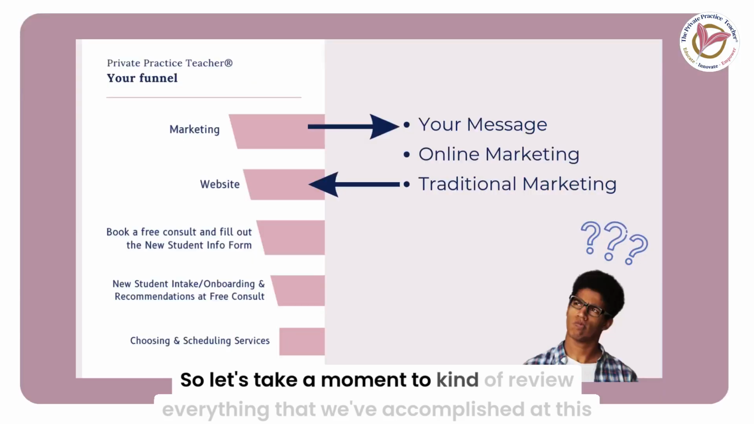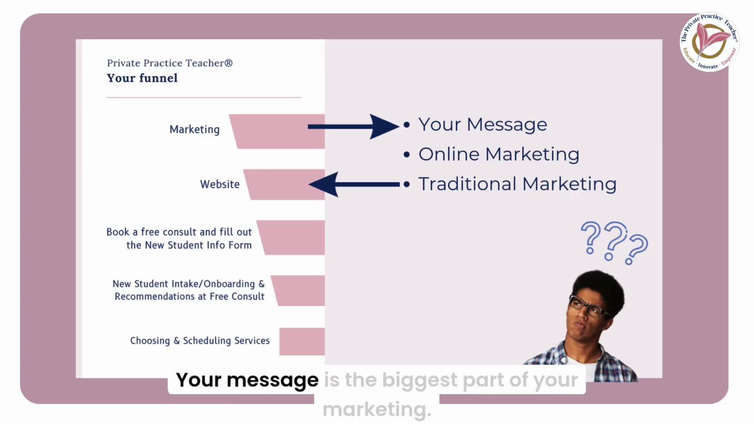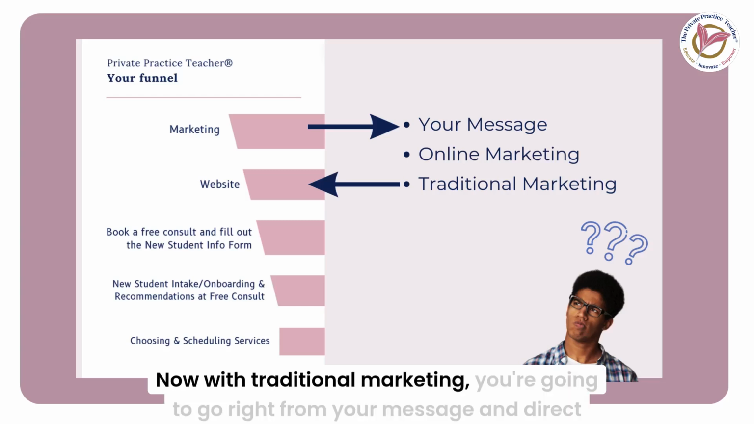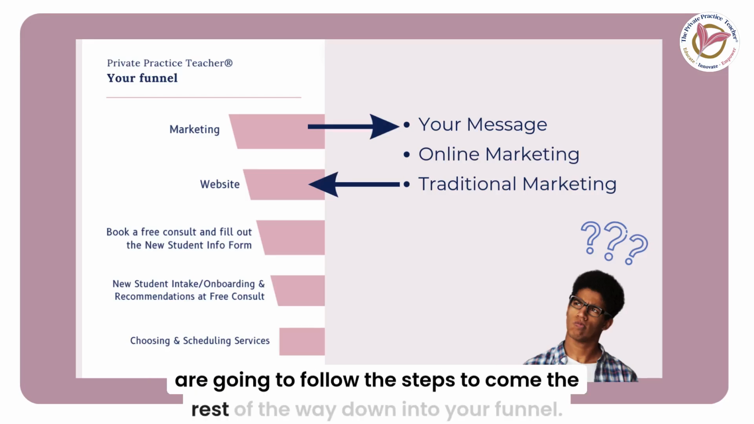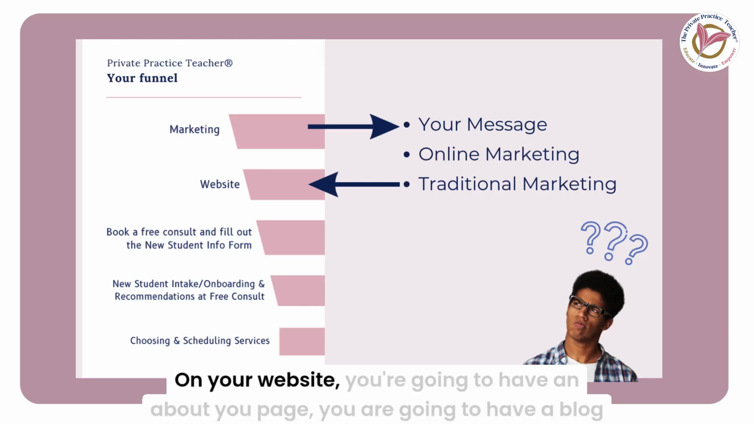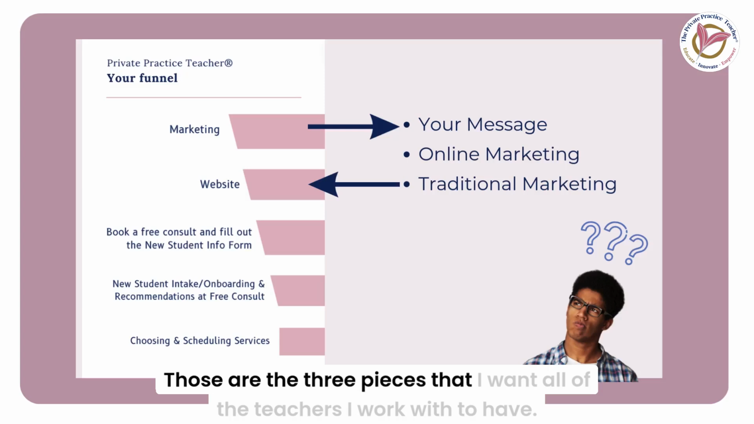So let's take a moment to review everything that we've accomplished at this point. So this is your marketing funnel. We talked about it before. Your message is the biggest part of your marketing. Now with traditional marketing, you're going to go right from your message and direct people to your website. From your website, they are going to follow the steps to come the rest of the way down into your funnel. On your website, you're going to have an About You page. You are going to have a blog page, and you are going to have a menu of services. Those are the three pieces that I want all of the teachers I work with to have.